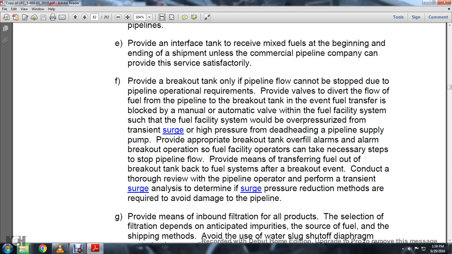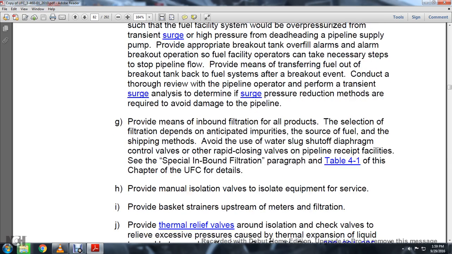Provide appropriate breakout tank overfill alarms for breakout operations so the fuel operators can take necessary steps and stop pipe flow, and provide the means of transferring fuel out of the breakout tank back into the fuel system after the breakout event. This is conducted through the review of the pipeline operator performing the transit surge analysis to determine if surge pressure reduction methods are required to avoid damage to the pipeline.